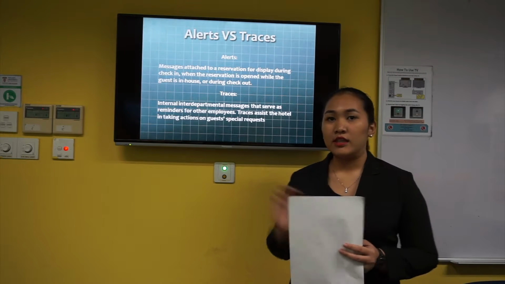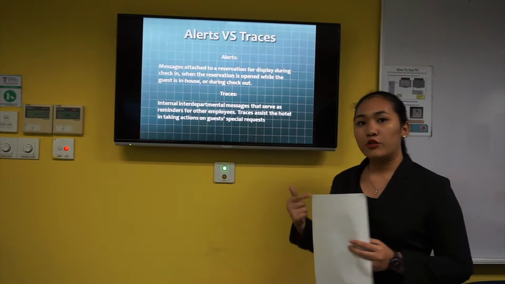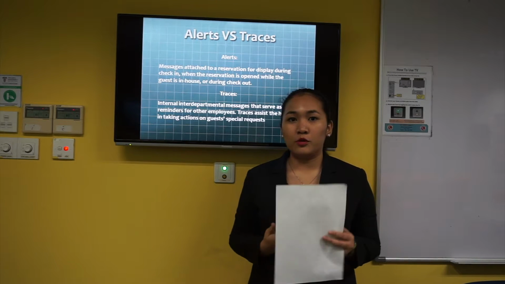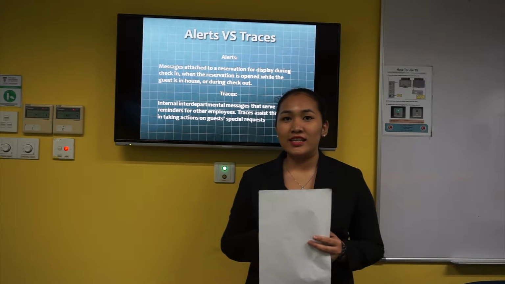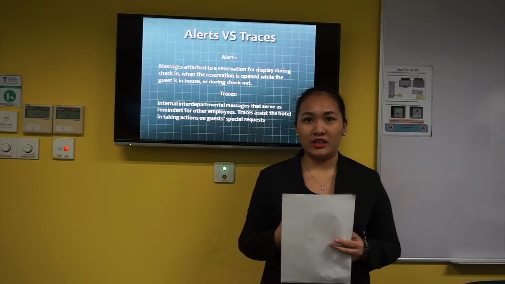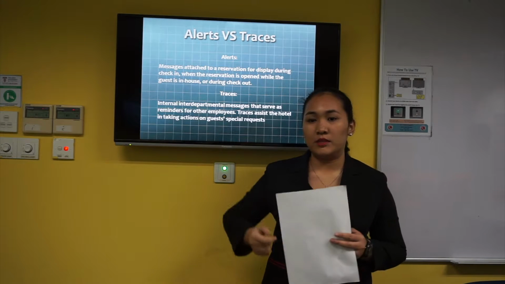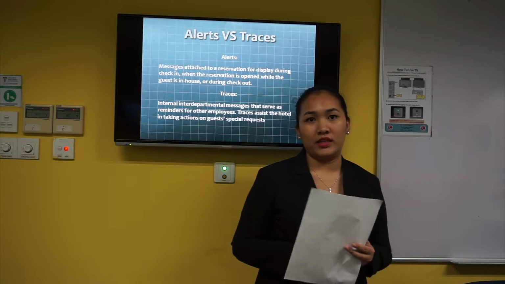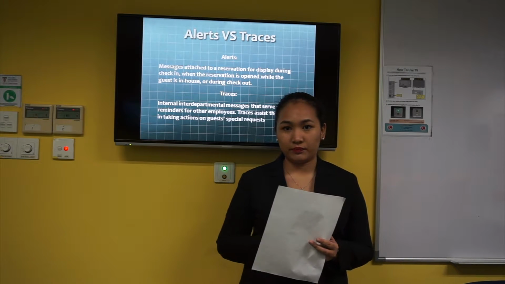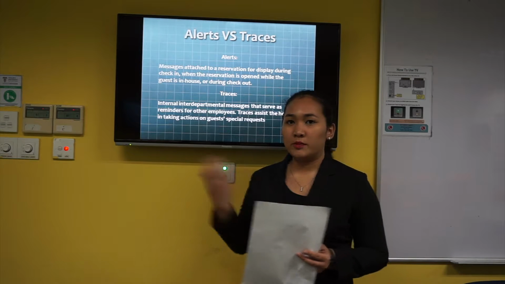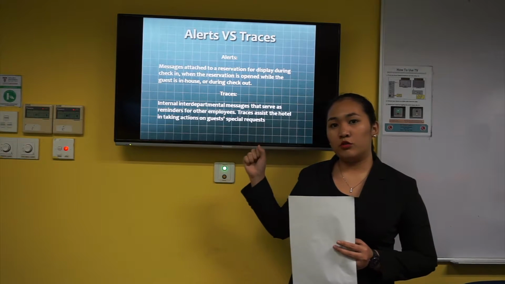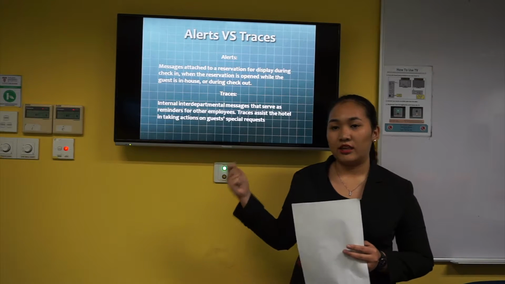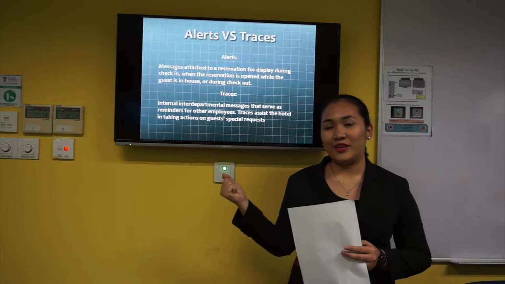First one is alerts and traces. I know you're already familiar with these things, but I want to refresh your knowledge. Alerts means a message attached to the reservation for display during check-in when the reservation is open, while the guest is in house, or during checkout. So this only happens when you do check-in and check-out. You know about this, right? Yeah. I know that you know all about this.